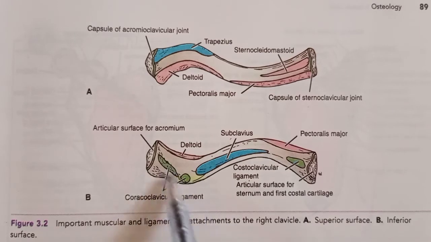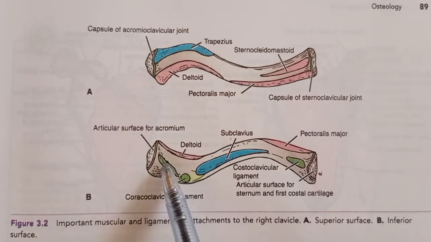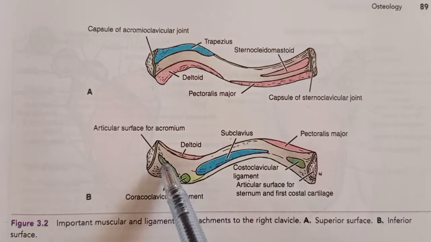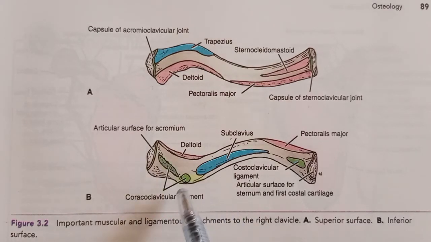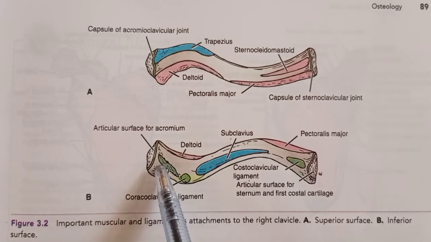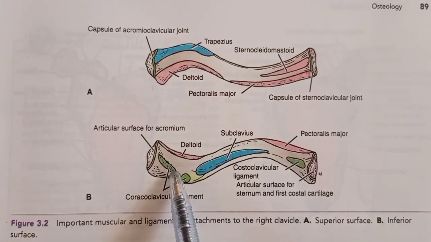On the lateral side there is a ridge. You can see this is a ridge and an elevation. This is called the trapezoid ridge, and this is called the conoid tubercle or elevation. To both of these, the coracoclavicular ligaments are attached, which join the clavicle with the coracoid process of the scapula.